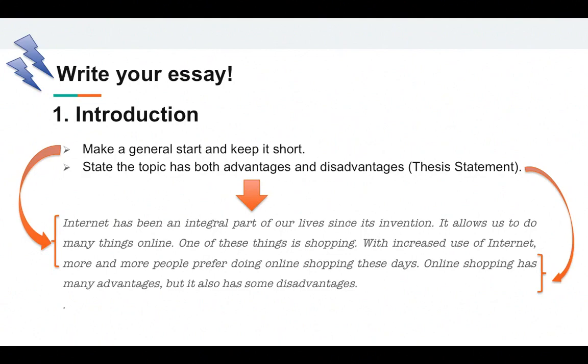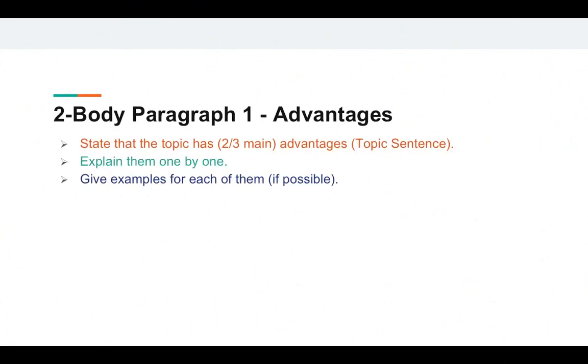Part 2, body paragraphs. The first body paragraph is about the advantages. In this paragraph, we state that the topic has 2 or 3 main advantages. This is the first sentence, and it is the topic sentence. After this sentence, we explain each advantage one by one, and we give examples for each advantage if possible.